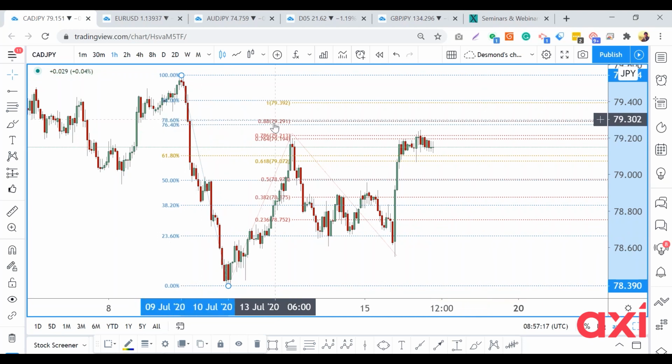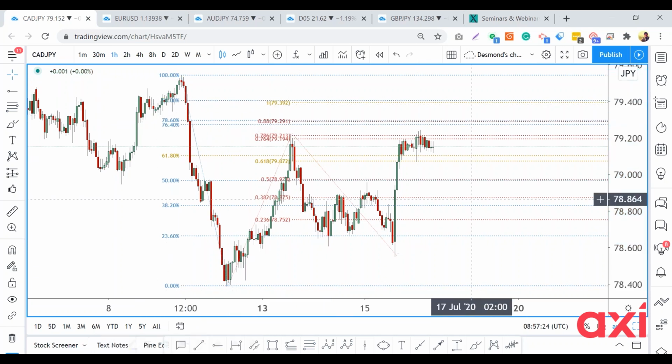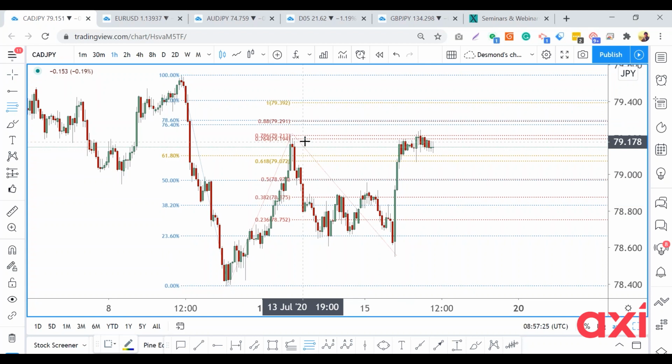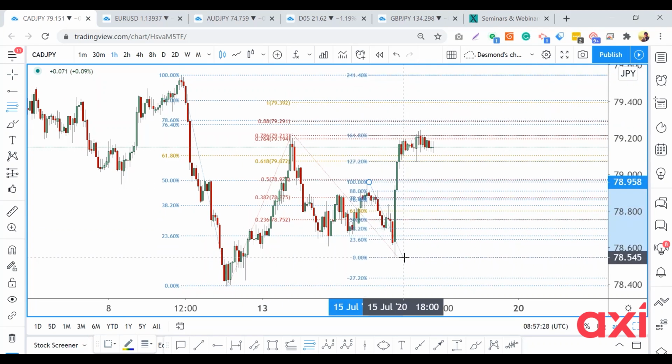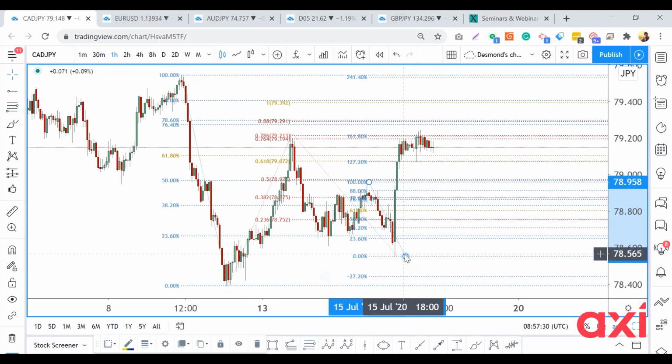78% retracement, lining up very nicely with 88. I'm starting to notice that. 88% retracement, lining up pretty nicely with 100%. I do a retracement from here down to here. Do I see anything? Nope, nothing worth looking at.